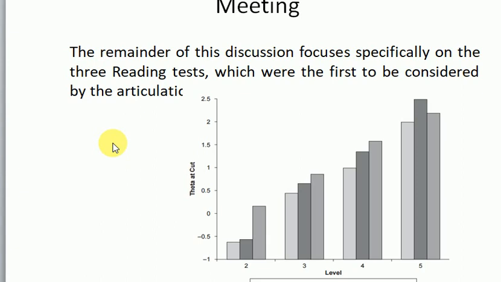At level 2, sorry, it is maximum at 0, and at level 3 the theta is maximum at 1, at level 4 it is 1.5, and at level 5 it is 2 to 2.5. So this was the detail given in this bar graph.